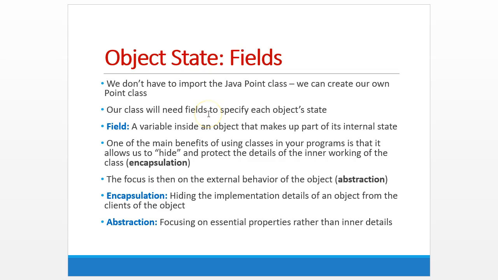So remember, what do we need for objects? It has state and it has methods. So for the state, we're going to create a field for the x and the y, and we're also going to create some methods. And this again is what we call encapsulation. We're going to hide the implementation details. There's two definitions here. These definitions are kind of confusing. I'm not going to worry too much about them.